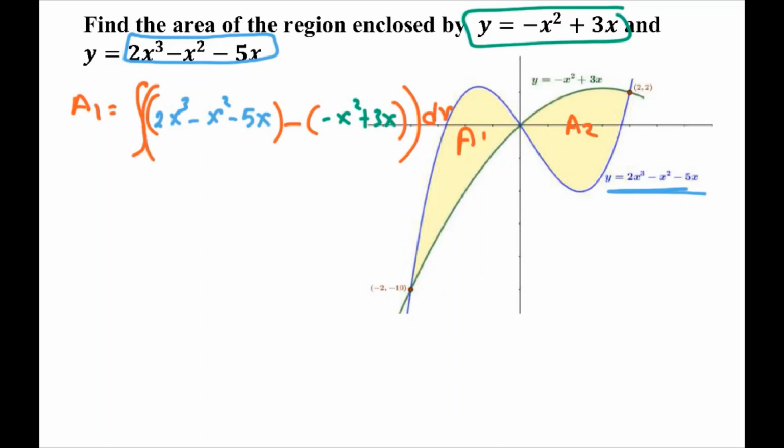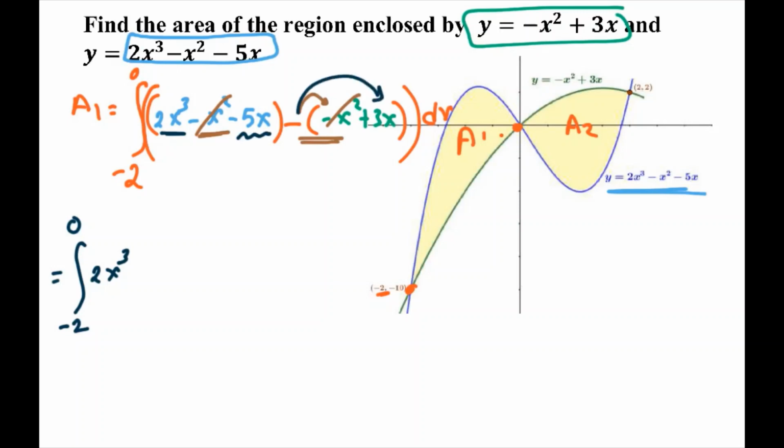It's basically from this point all the way to this one. So when you look at the x, this is going to be -2 and this is 0. Now I'm going to integrate. Oh, first, I'm going to simplify. 2x cubed, and then I have -x squared, and then negative times negative is positive, so -x squared plus x squared is 0. They cancel each other. Finally, -5x, and then the negative goes here, so -3x, making it -8x dx.